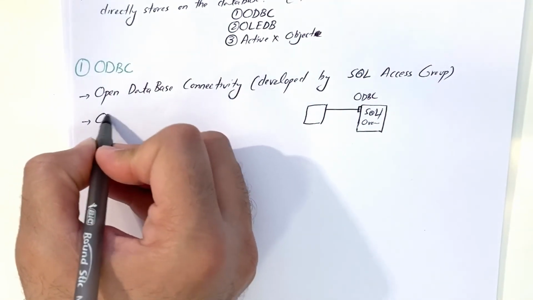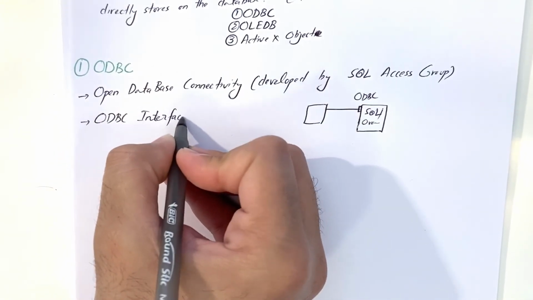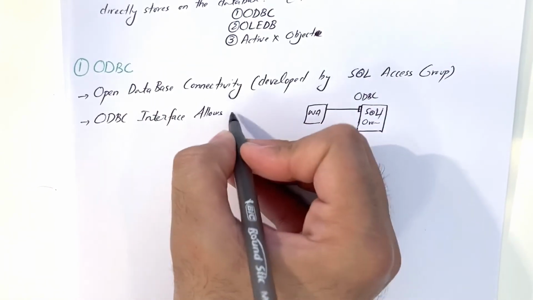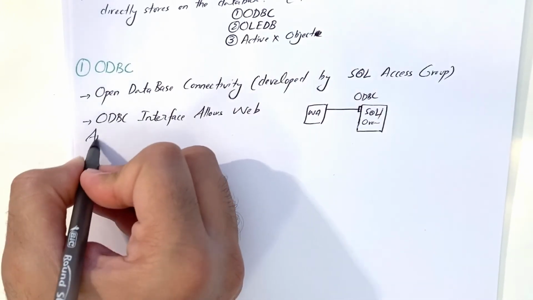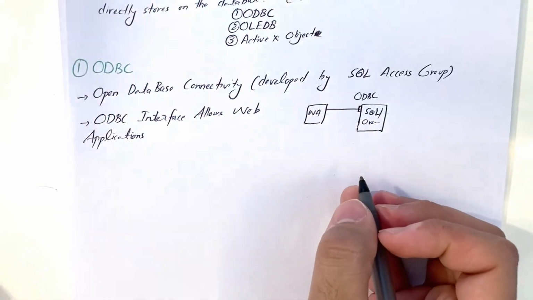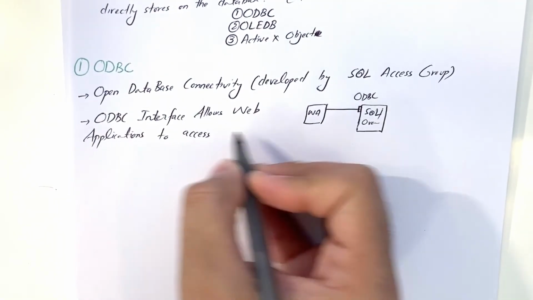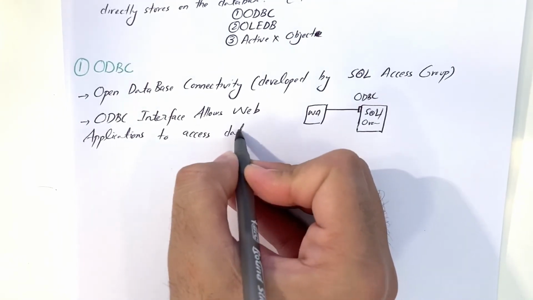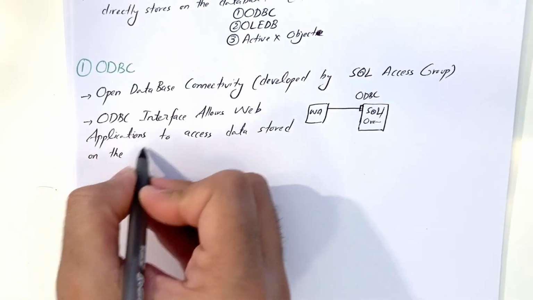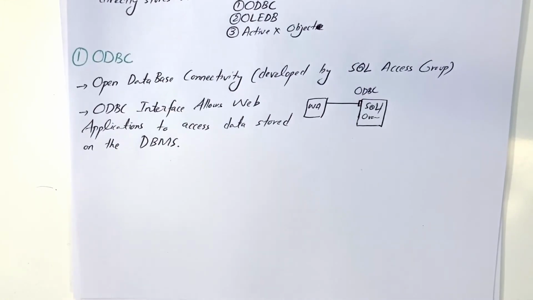So ODBC interface allows, this is the web application for example, allows web applications to access data stored on the database management system, which could be SQL Server, which could be Maria or some other.